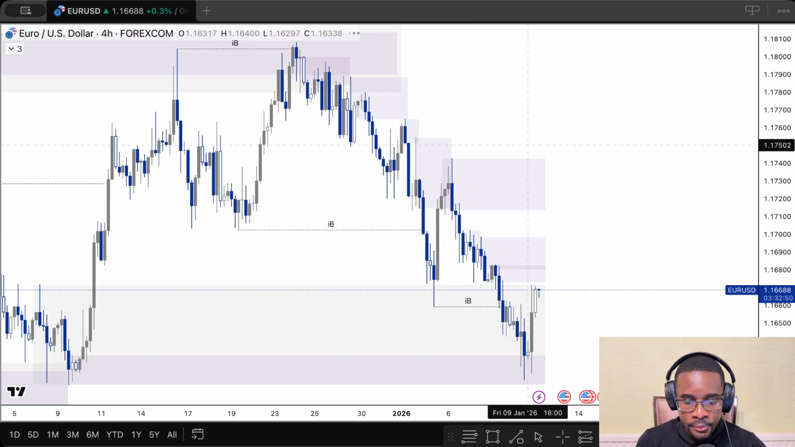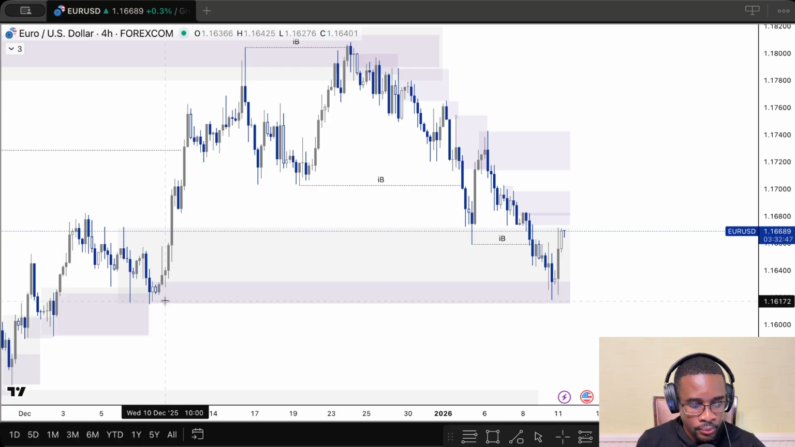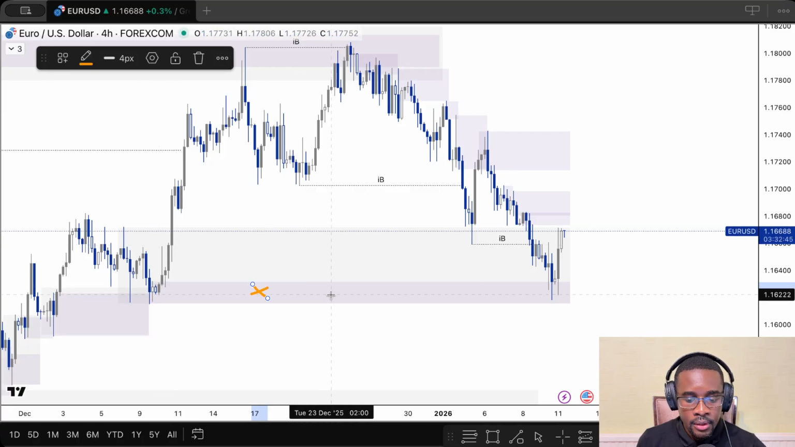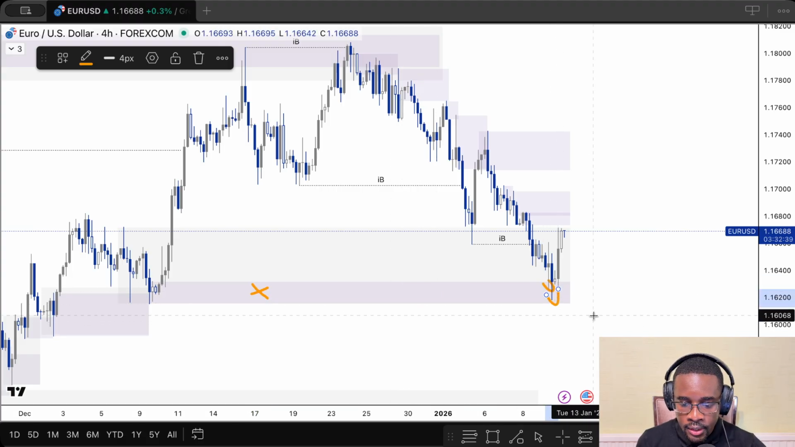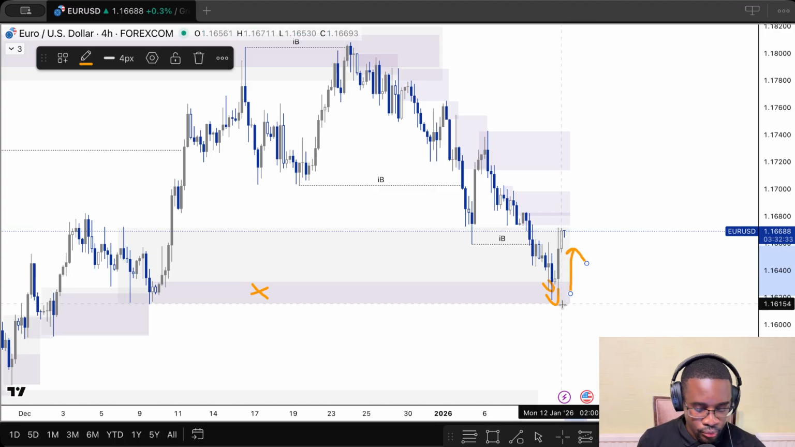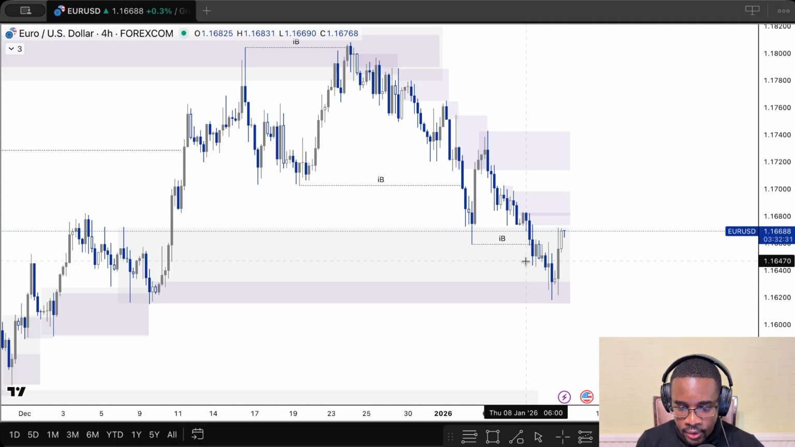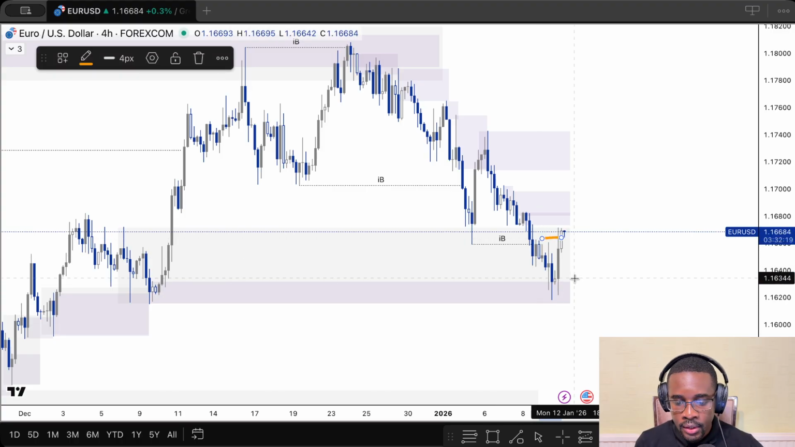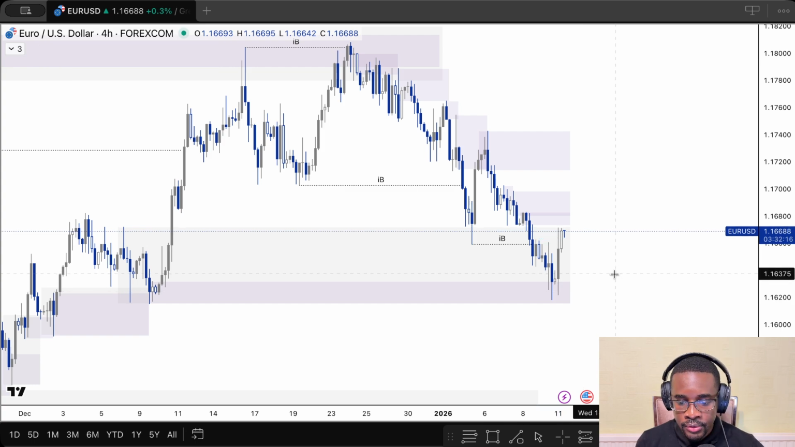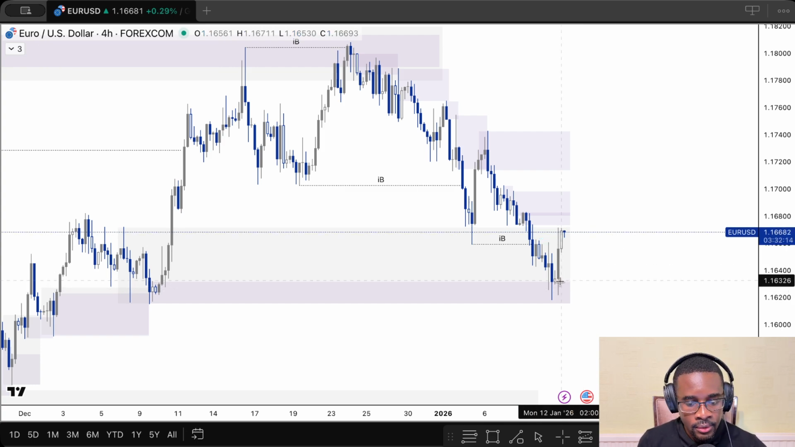Then let's look at the 4-hour. Looking at the 4-hour, we see that this extreme 4-hour demand has been respected. Okay, price did mitigate, and then we've had it being respected. Now we do have a choke. So this could signal that this could be the start of an internal pullback.